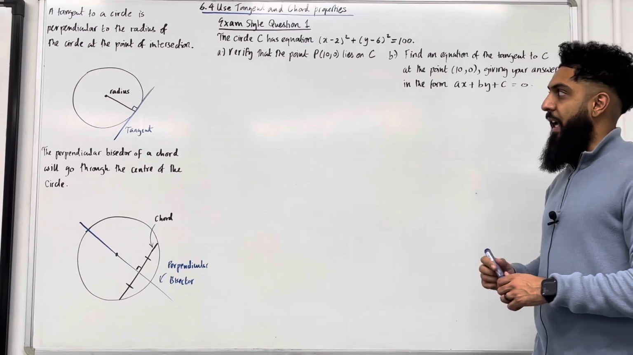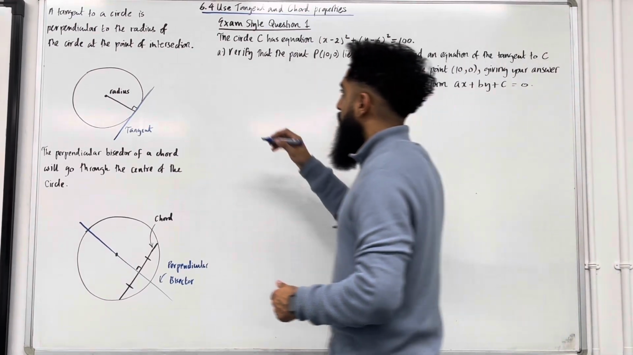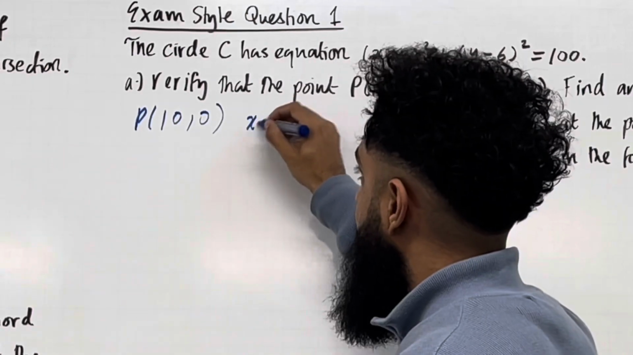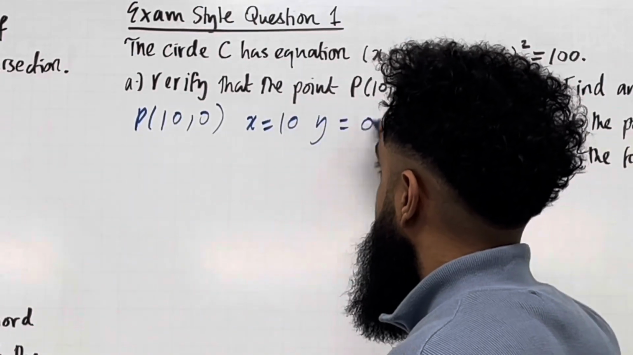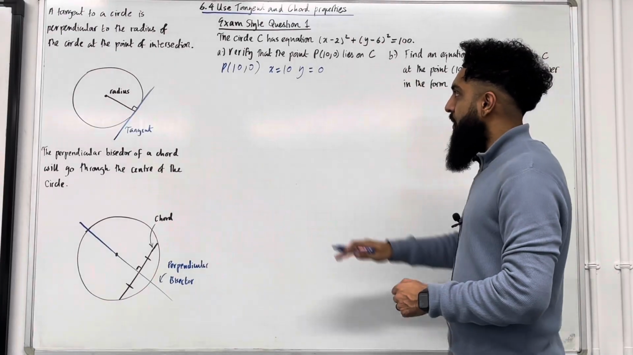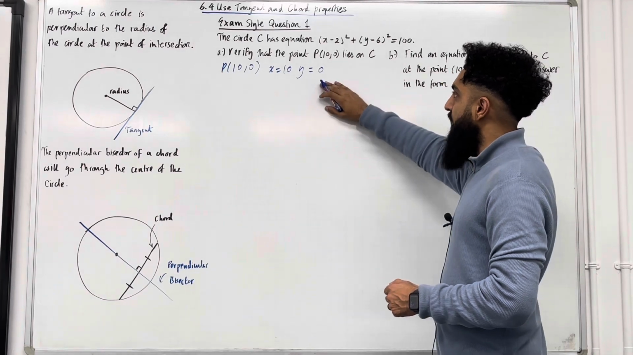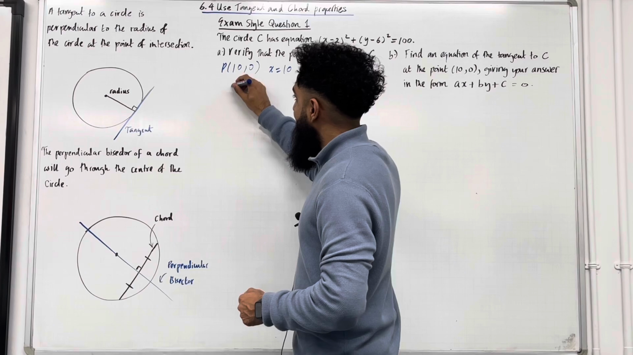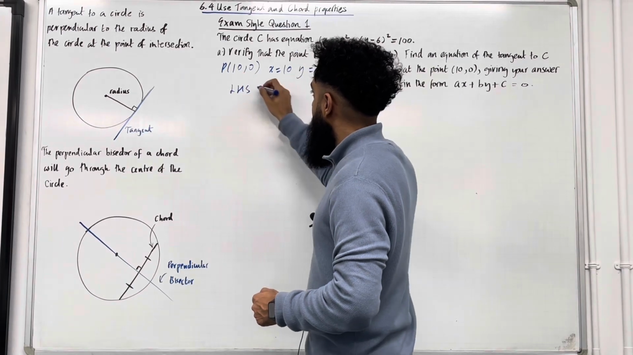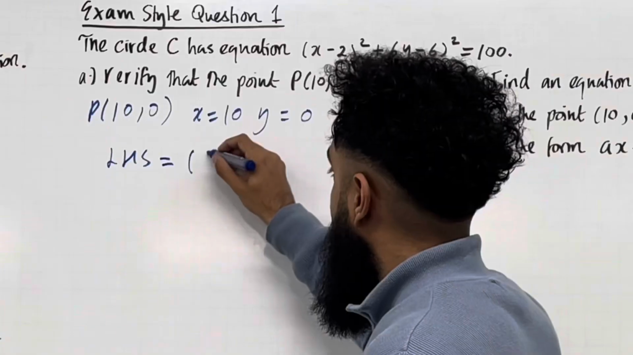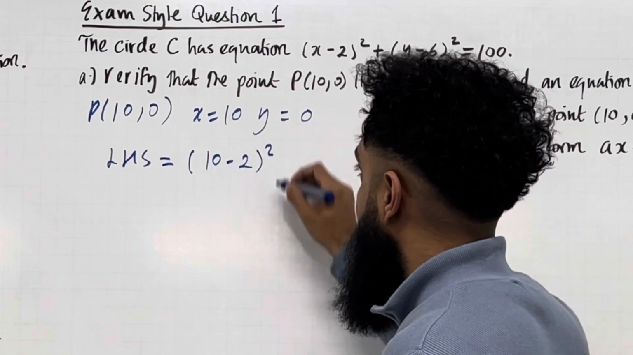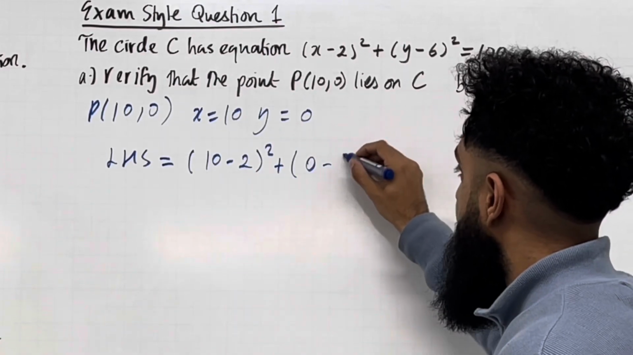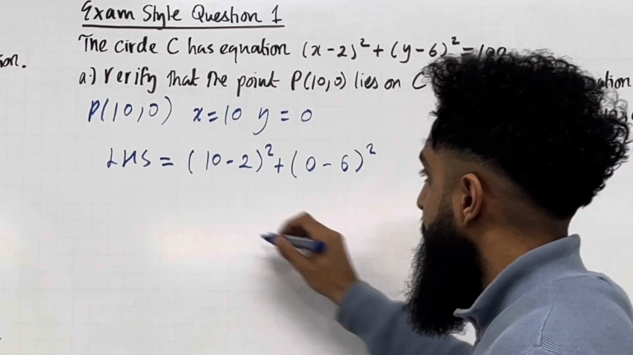Let's have a look at part A. Firstly, I've got my coordinate P, 10, 0. So x is equal to 10, y is equal to 0. I'm going to substitute x equal 10 and y equals 0 into the left-hand side of this equation. So shorthand LHS left-hand side is equal to (10 minus 2) squared plus (0 minus 6) squared.